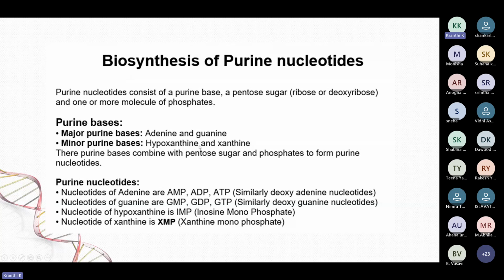Hypoxanthine nucleotide is called IMP, inosine monophosphate. Then XMP, xanthine monophosphate. So totally how many purine nucleotides do we have? 3 plus 3, 6, then 7, 8. Including the minor purine bases, we have 8 in total. Clear? Now we have to discuss the biosynthesis, how these are synthesized.